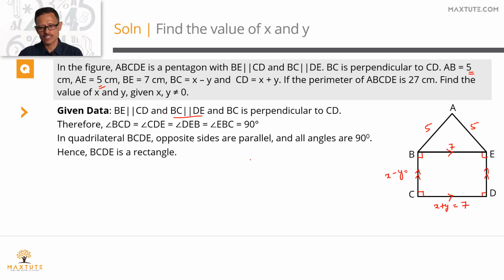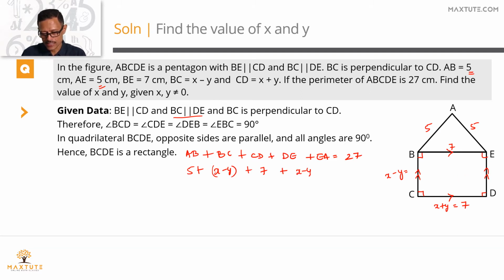We know that the perimeter is 27. Perimeter of this pentagon is the sum of the 5 sides, AB plus BC plus CD plus DE plus EA. Add all of these 5 sides, we're going to get 27. Some measures we know. AB is 5. BC is equal to x minus y. We do not know what its value is, but we'll write it as x minus y. CD is equal to 7. DE will be the same as BC. In a rectangle, opposite sides are equal, so it's another x minus y. EA has been given to us, which is equal to 5. All of these add up to 27. We have an x minus y here and an x minus y here.